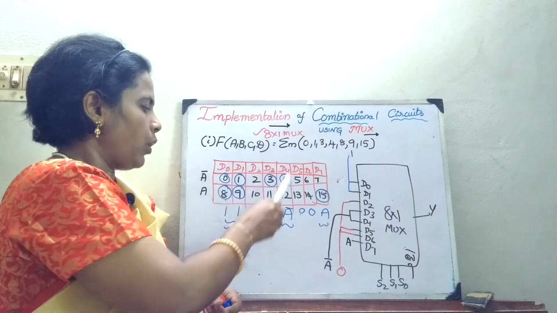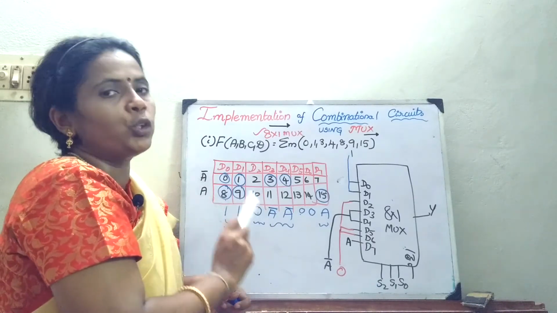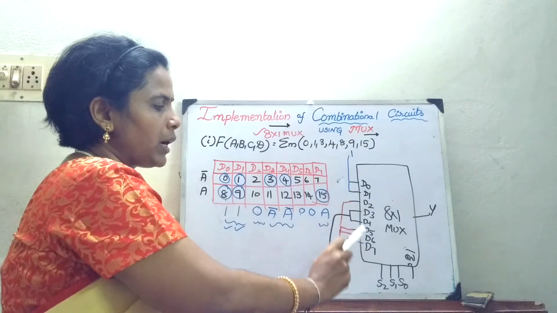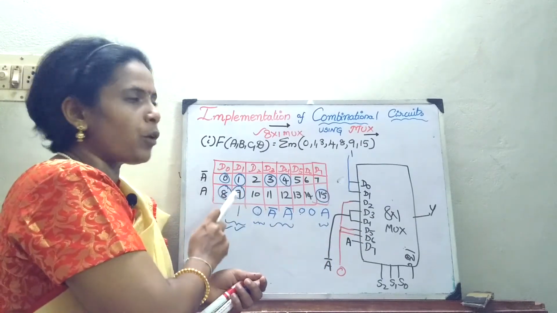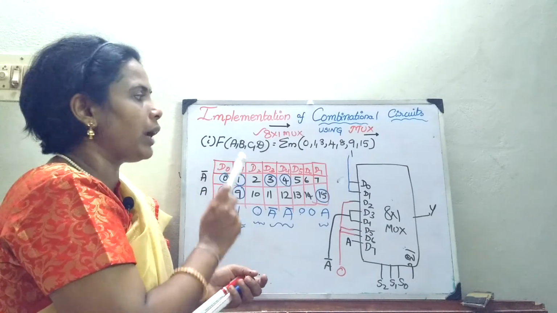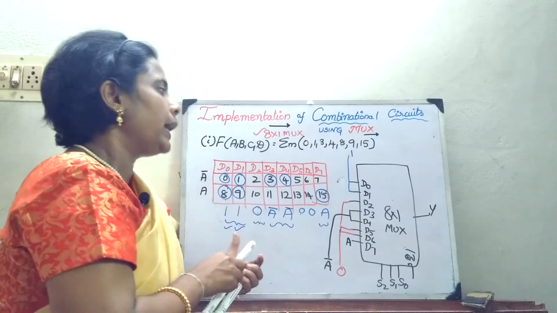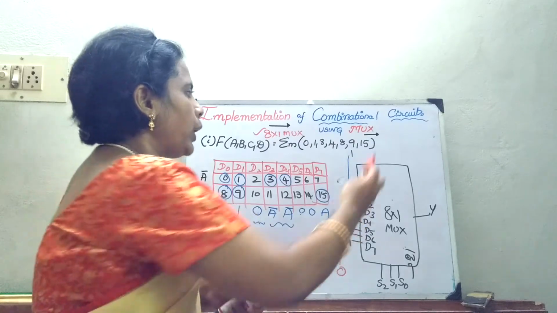So just draw the implementation table, put the required number of inputs, outputs and your select lines, then draw the diagram. Now in this problem itself, suppose I am going to write the same expression in a different way.